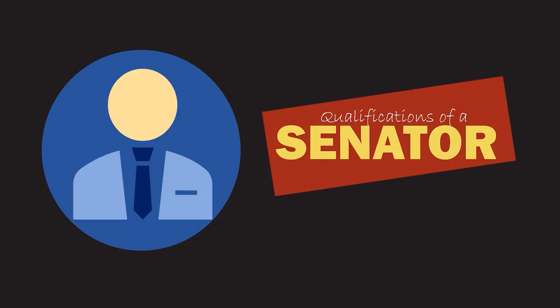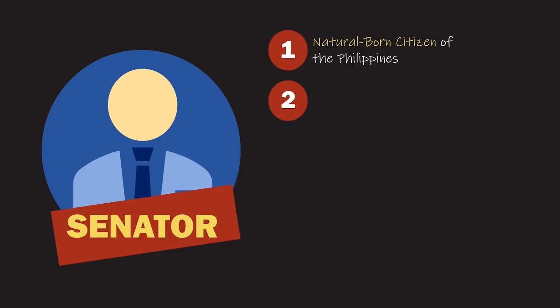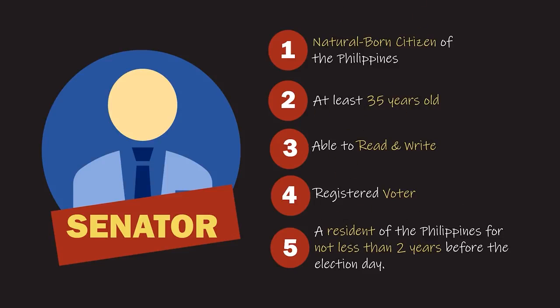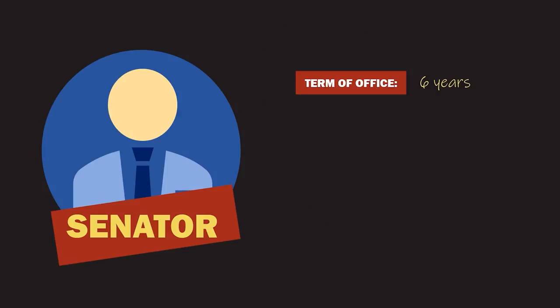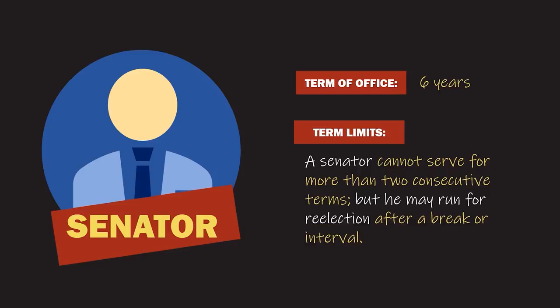Here are the qualifications of a senator. First, a natural-born citizen of the Philippines. Second, at least 35 years old. Third, can read and write. Fourth, a registered voter. Last, a resident of the Philippines for not less than 2 years before the election date. Term of office, 6 years. Term limit: a senator cannot serve for more than 2 consecutive terms, but he may run for re-election after a break or interval.